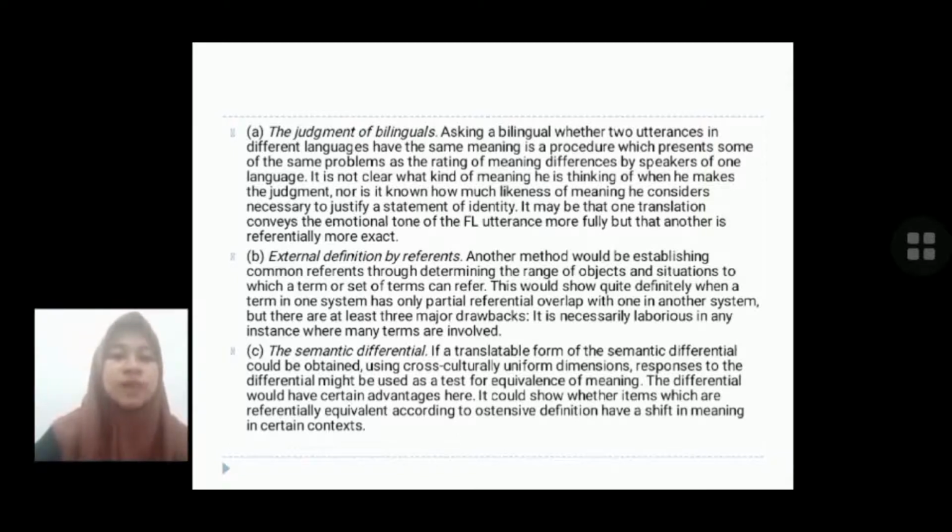B. External definition by reference. Another method would be establishing common reference through determining the range of objects and situations to which a term or set of terms refer. C. The semantic differential. If a translatable form of the semantic differential could be obtained, using cross-culturally uniform dimensions, response to the differential might be used as a test for equivalence of meaning.